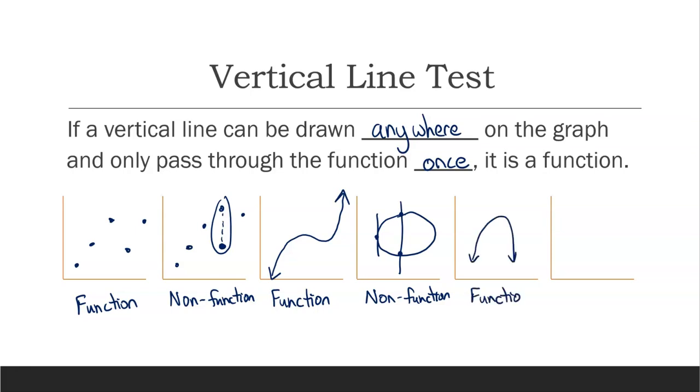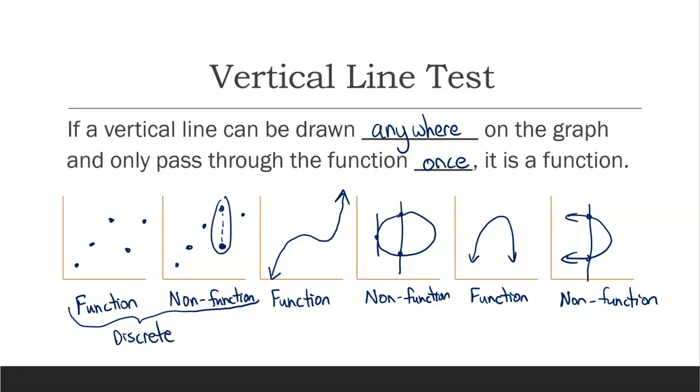So now we look at a quadratic. This is a function for the same reason as before. And last but not least, we have a sideways quadratic, which fails the vertical line test again, so it is considered a non-function. Now, we can classify the first 2 graphs and the last 4 graphs as shown.